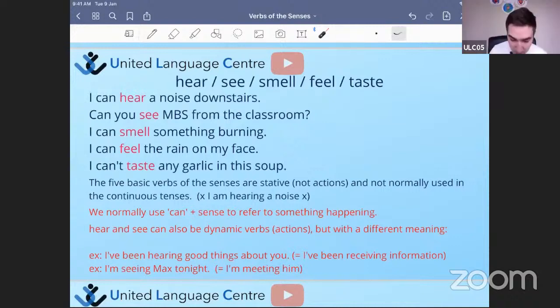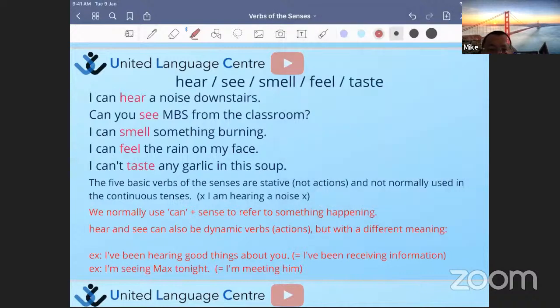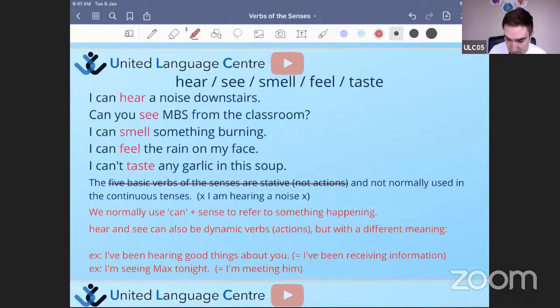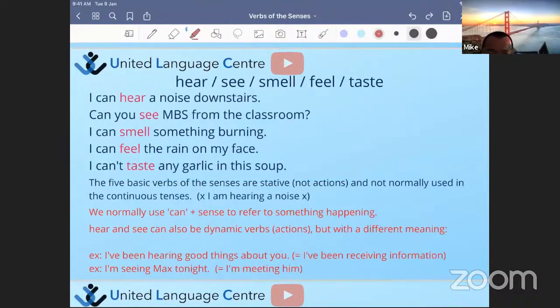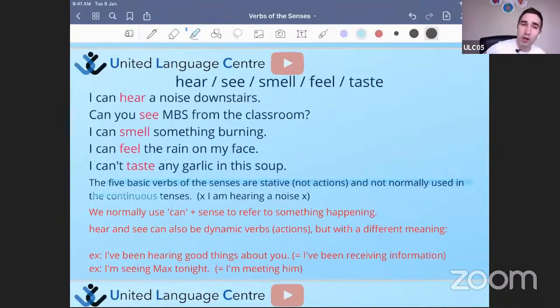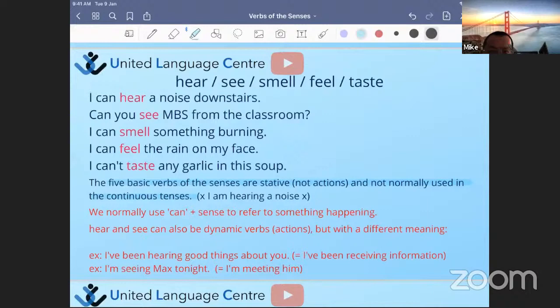So the most important thing about this today, okay, is basically that the 5 basic verbs of the senses are stative, okay? They're not actions. And they're not usually used in continuous tense. Okay? So the 5 basic verbs are usually states.